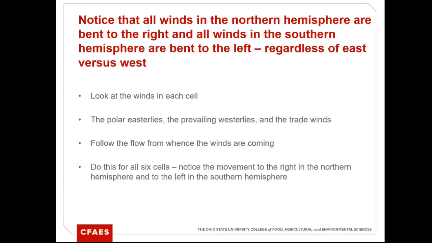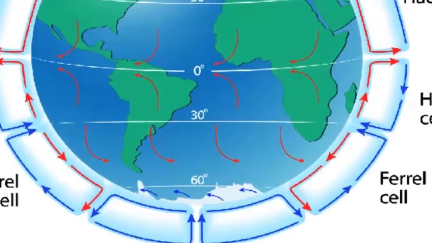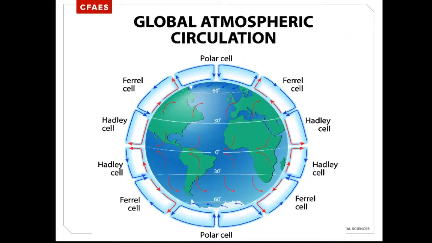Basically, here's the summary. All winds in the northern hemisphere are bent to the right. Now, we did the northern hemisphere. You can go back and verify for yourself that the winds in the southern hemisphere are bent to the left. And this is regardless of east or west. So we've looked at the winds in each cell. We talked about the polar easterlies, prevailing westerlies, the trade winds, and we followed the flow from whence the winds are coming. And we could do it for the cells in the southern hemisphere. Notice those in the southern hemisphere, the trade winds come out of the southeast. The prevailing westerlies are coming out of the northwest. And then you've got the polar easterlies, also down there coming out of the east toward the west.